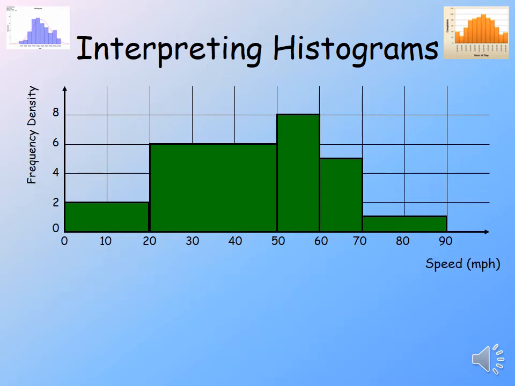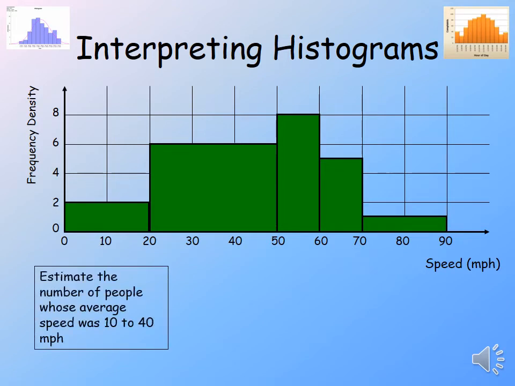So we're doing another one. Let's see what the question is. It's estimate the number of people whose average speed was 10 to 40. Okay, so remember, mark out the area that we need, and then mark out the rectangles and do the appropriate multiplication. 5 seconds, and then I shall go through. 1, 2, 3, 4, 5. Okay, so that is the boundaries.